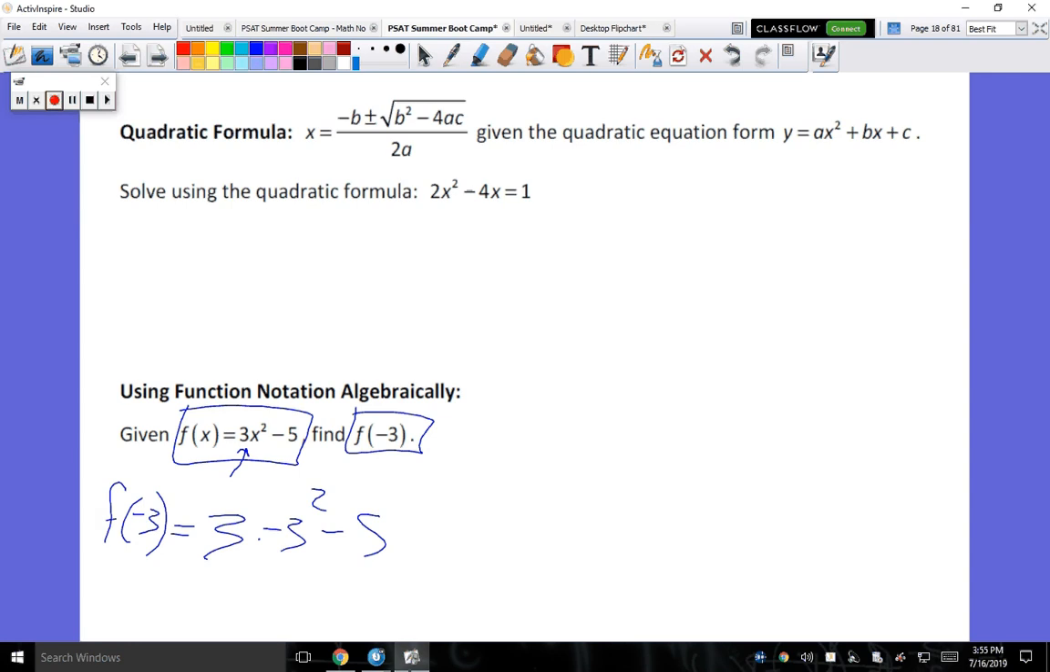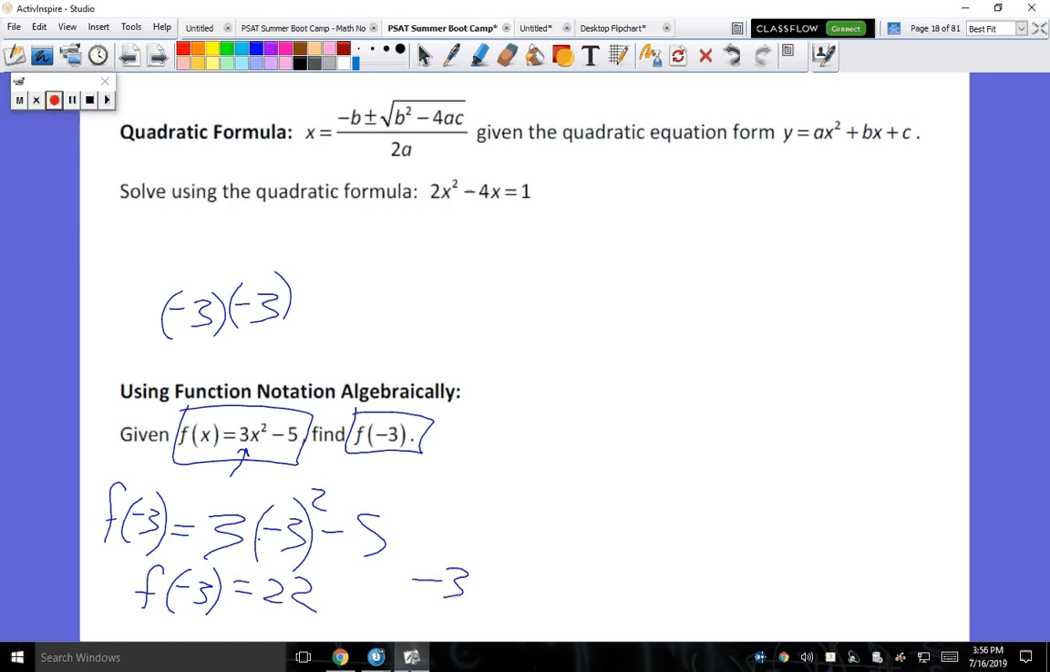3 times negative 9 is negative 27. Minus 5, they would put negative 32, and that would be wrong, because they forget parentheses, right? Which means this is a multiplicity of 2. So the negative times the negative is actually a positive. So it's 27 minus 5, which would be 22.